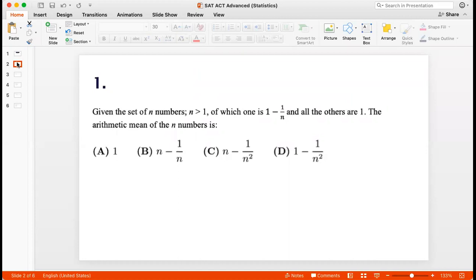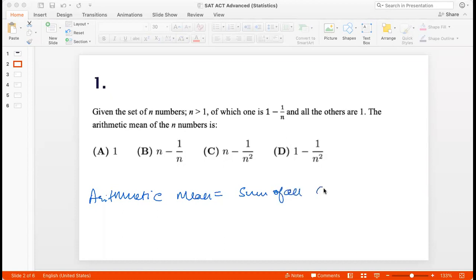Question 1. Given the set of n numbers, n greater than 1, of which one is 1 minus 1 by n and all the others are 1, the arithmetic mean of the n numbers is. So first we need to understand what arithmetic mean is. Arithmetic mean is the sum of all data points divided by the number of data points, right? That's how we define an arithmetic mean.